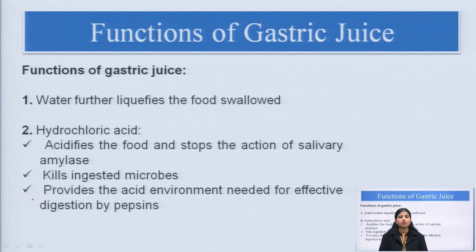Now, coming to the functions of the gastric juice. The first function is that the water present in the gastric juice liquefies the food we are swallowing, so that whatever we ingest is properly liquefied. Then there is the hydrochloric acid. The first thing it does is acidify the food, stopping the function of the salivary amylase, which comes from the salivary glands.